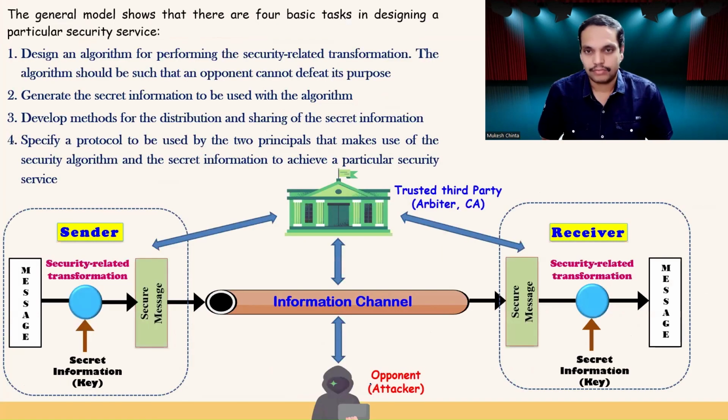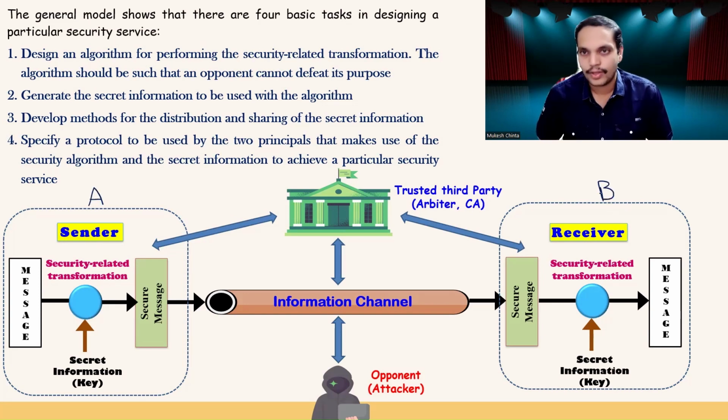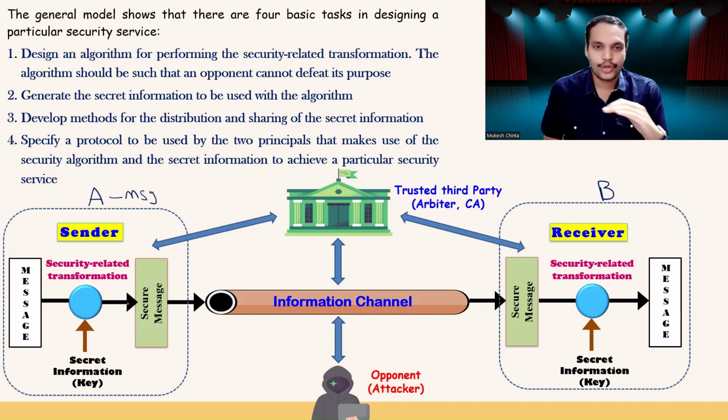See, this is my sender. Let it be my A and let this be my B. This is my sender, this is my receiver. So A wants to send a message to B, isn't it? As I told you, any security implementation has two core components. The first component is what kind of transformations we are going to perform on the message.